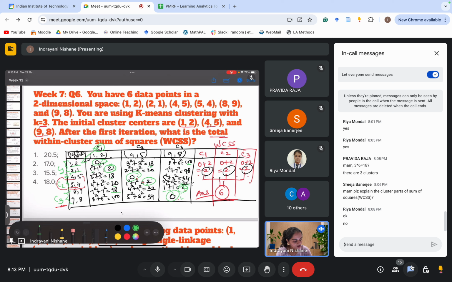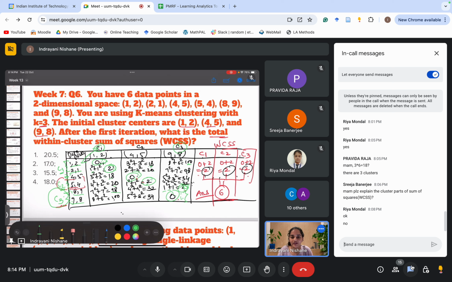Similarly, for the next 2 points the shortest distance is to C2, so these 2 points get assigned to C2. For the last 2 points, the shortest distance is to C3, so these 2 points get assigned to C3. This is how we assign data points to centroids. Now we have 3 clusters and we know which data points belong to which centroid.